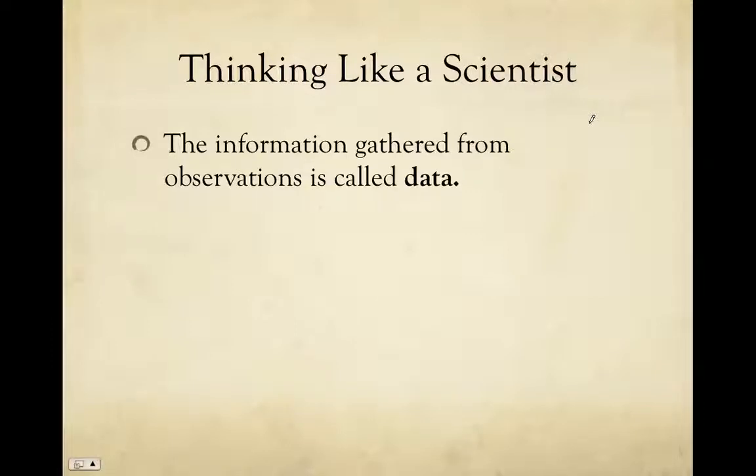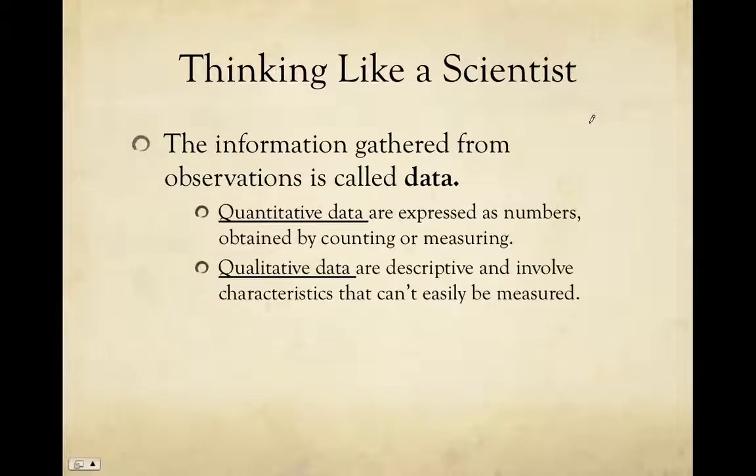From there, we're able to gather information, and from these observations, we call this data. And it can be two types of data. It can be quantitative, and that's where it's numbers. And so this can be through measuring or counting. That's quantitative data. Whereas qualitative data is a description.